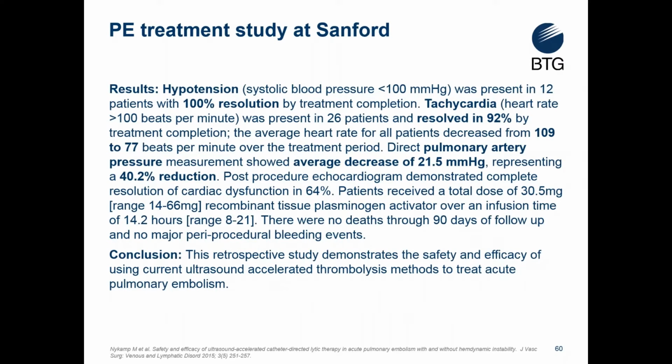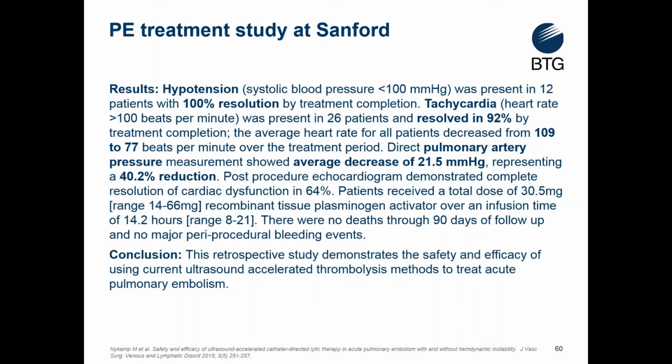So we had hypotension, which was based on systolic pressure less than 100, present in 12 patients, and all those resolved by treatment completion with the EKOS. We had 26 patients with tachycardia over 100, and that resolved in 92%. The average heart rate decrease went from 109 to 77 over the treatment period. And like I just said, between that 7 to 10 hour period we'd see that just kind of drop like a rock. And then the direct pulmonary pressure measurement, we were doing that a lot through this time. Sort of an average decrease to 21 millimeters of mercury, representing a 40% reduction in PA pressures across our treatment time. So echo showed complete resolution by treatment completion at 64%.